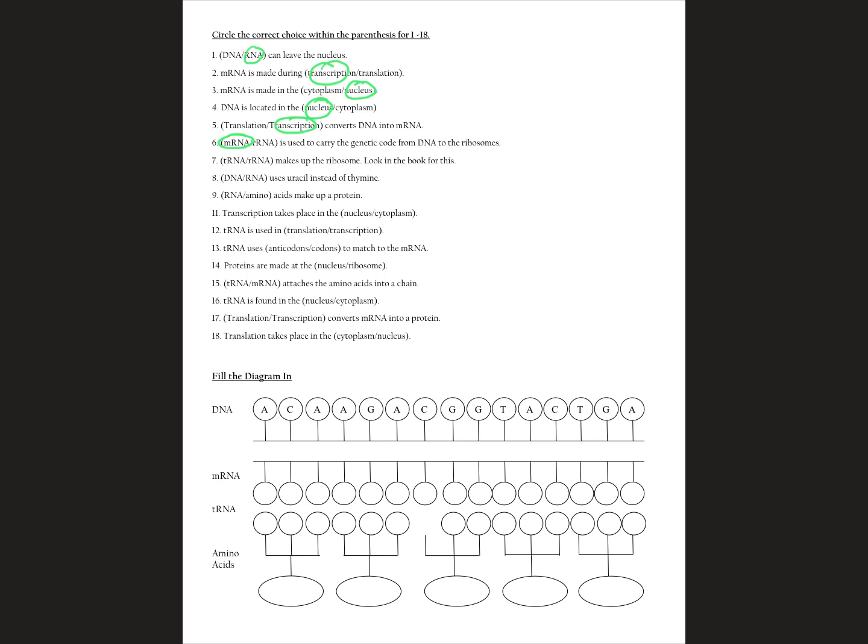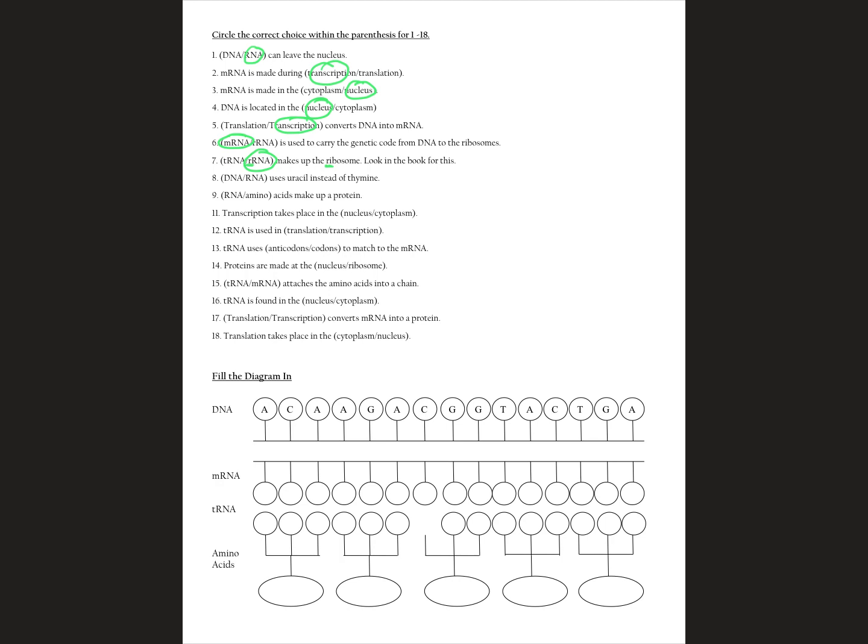tRNA or rRNA? rRNA makes up the ribosome. Guys, look, R in ribosome, R in RNA. In fact, that's what the R stands for, ribosomal RNA. You should write it down so you don't forget it. rRNA is ribosomal RNA. tRNA is transfer RNA, but it looks like a T.